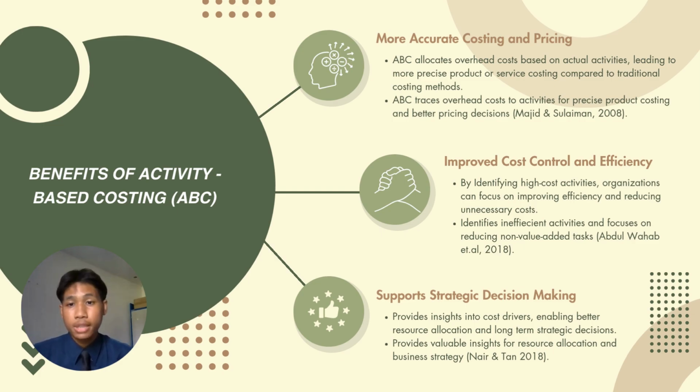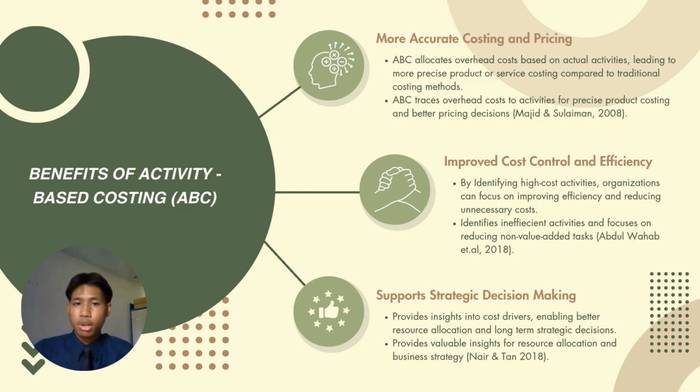Benefits of activity-based costing, ABC. Number one is more accurate costing and pricing. ABC allocates overhead costs based on actual activity, leading to more precise product or service costing compared to the traditional costing method. For example, ABC traces overhead costs to activities for precise product costing and better pricing decisions.